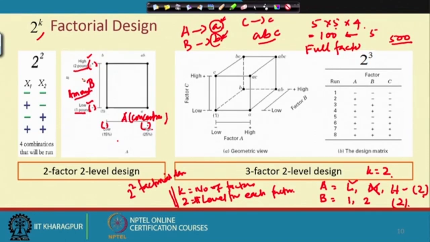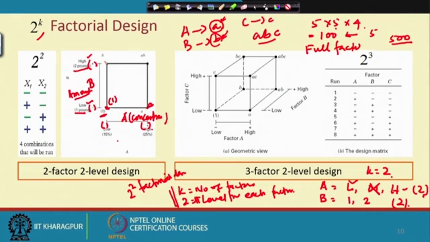So, effectively you have 2 to the power 2, that means 4 treatment combinations. The first combination is this, which we denote by (1). This is when factor A is at high level but factor B is at low level, and this we denote by a.